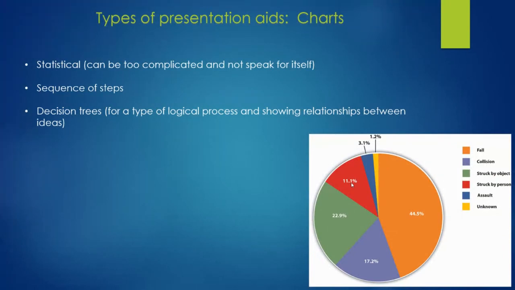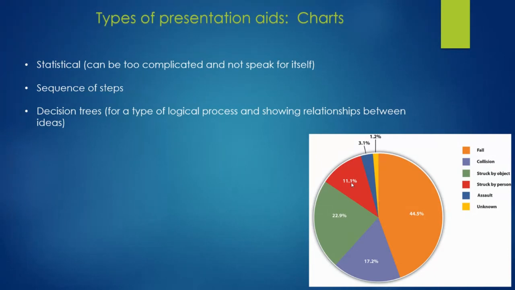Charts are powerful. They're statistical based. They can be complicated, and they definitely do not speak for themselves. In this case, if you look at this chart, you will have no idea what this chart represents. Fall, collision, struck by object, struck by person, assault, unknown. So this chart by itself doesn't do the job, right? If it were in my speech, I would have to tell you what this chart is about.